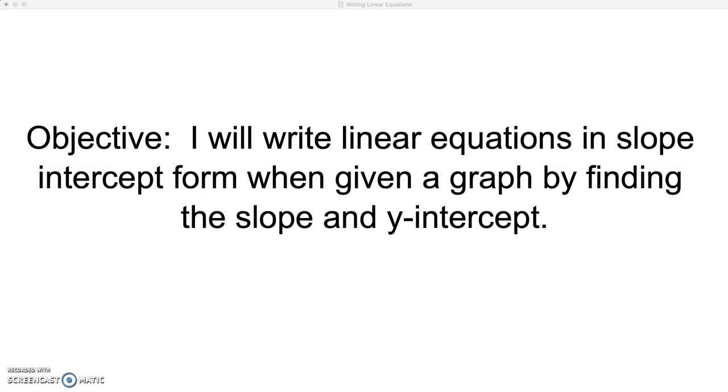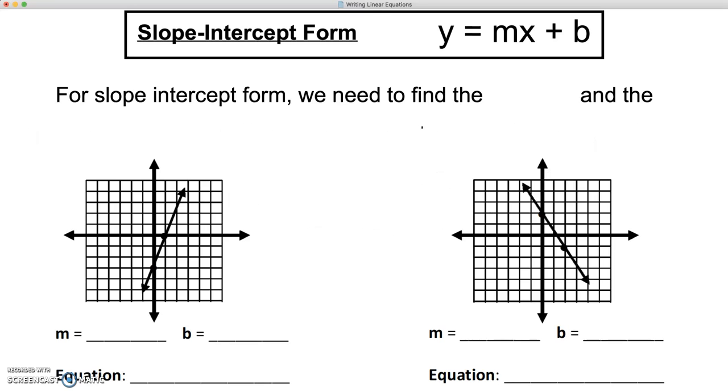In this video, we will write linear equations in slope-intercept form when given a graph by finding the slope and the y-intercept. Slope-intercept form, remember, is y equals mx plus b, where m is the slope and b is the y-intercept. So in order to find the equation of the line, we need to be able to find what the value of the slope is and what the value of the y-intercept is.